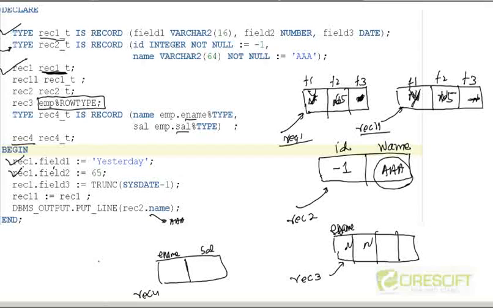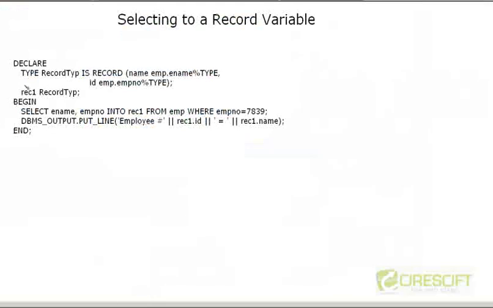Next, we're going to see how this can be used in a more effective way. Here is an example. I'm selecting a complete record into a record variable. Here I define a record type, and this rec1 is of that record type.